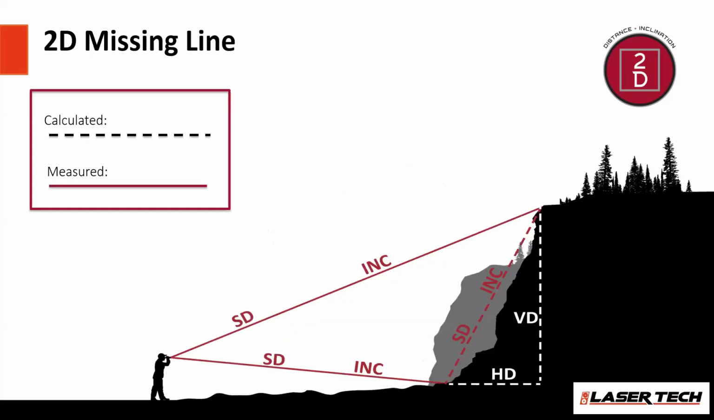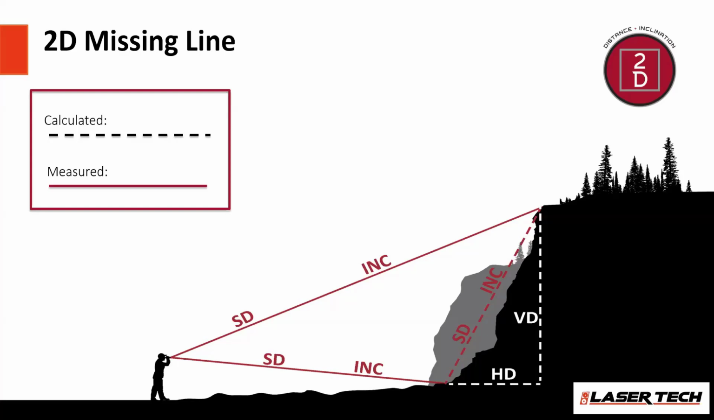Not only that, we have what we call a 2D missing line routine. What I mean by that, we can measure the distance between shot 1 and shot 2. This is the 2D value. So I take a shot to the top of a slope and then the base of the slope, and then I get all these different values calculated in the unit. You can see everything in the dotted line is all the calculations.